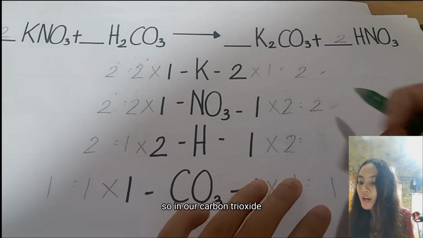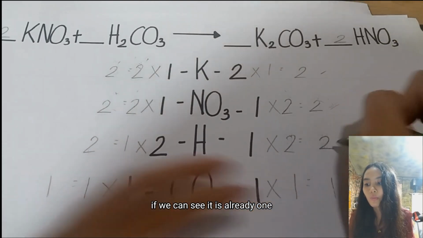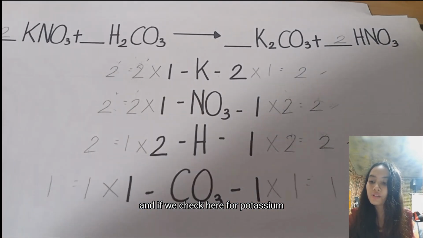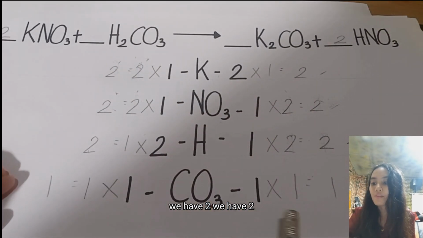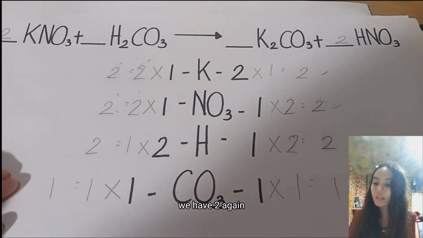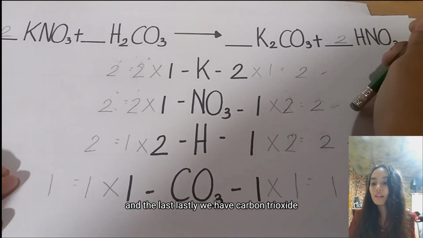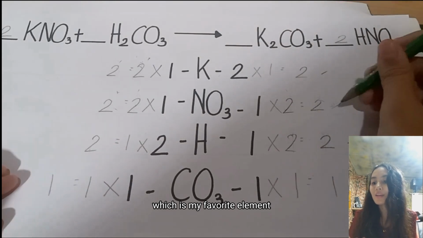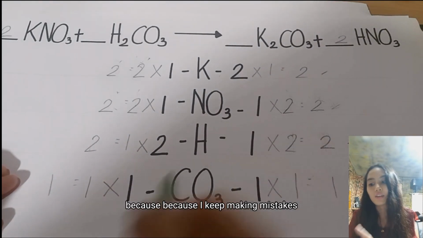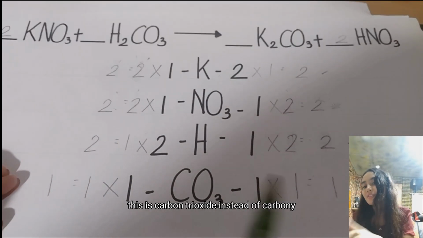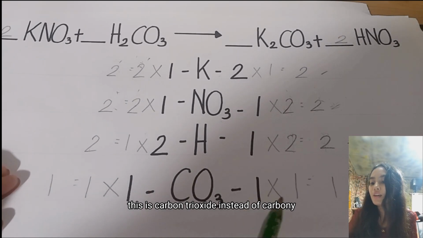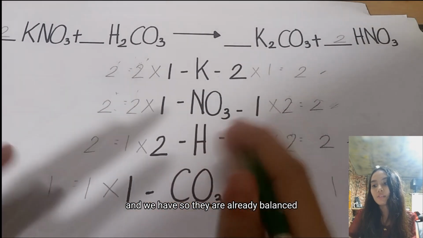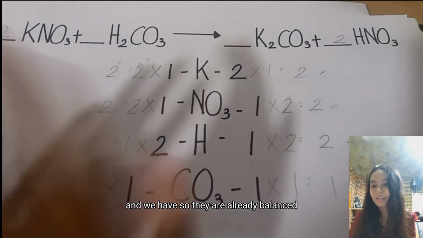So in our carbon trioxide, we can see it is already 1. And if we check here, for potassium, we have 2, we have 2, we have 2 again. And lastly, we have carbon trioxide, which is my favorite element because I keep making mistakes. This is carbon trioxide instead of carbonate. So this is carbon trioxide, and we have 1. So they are already balanced.